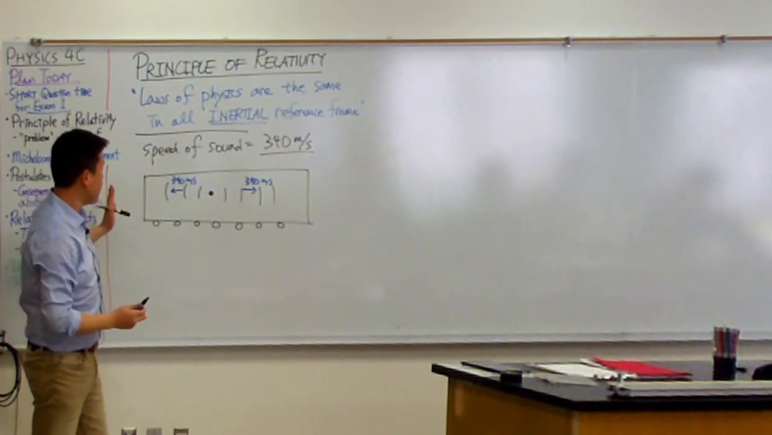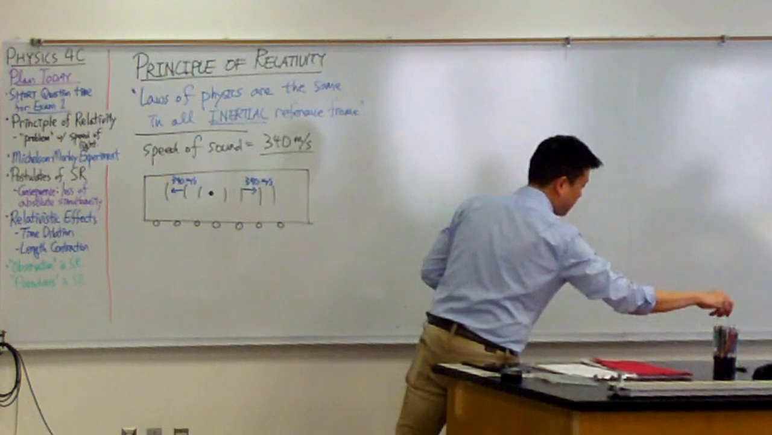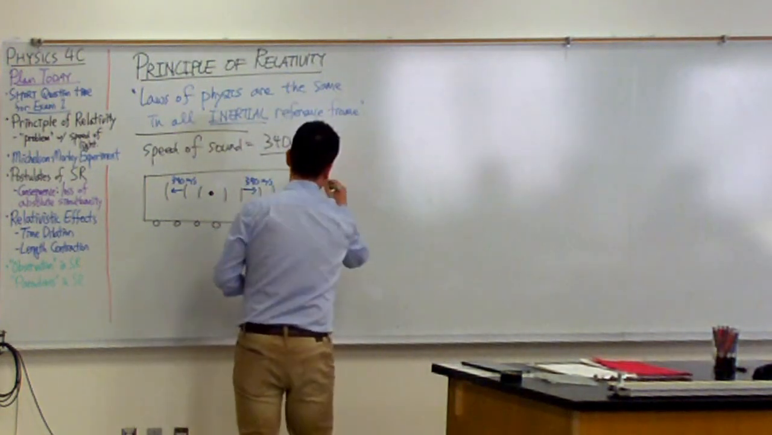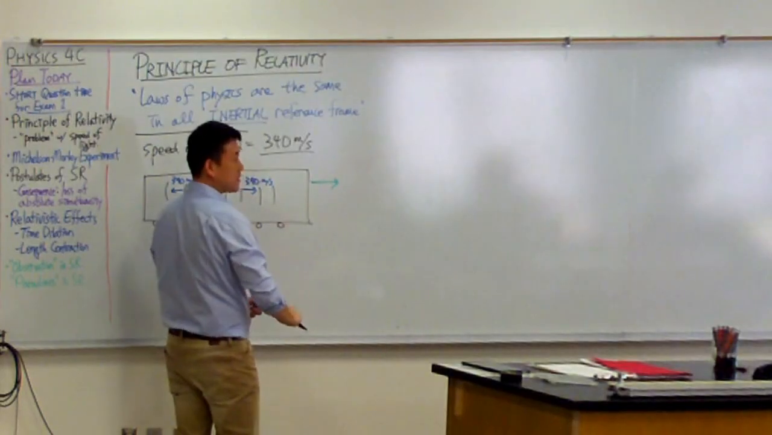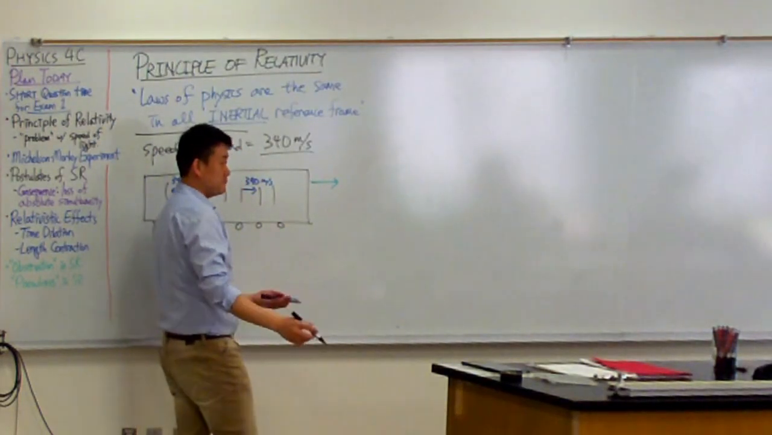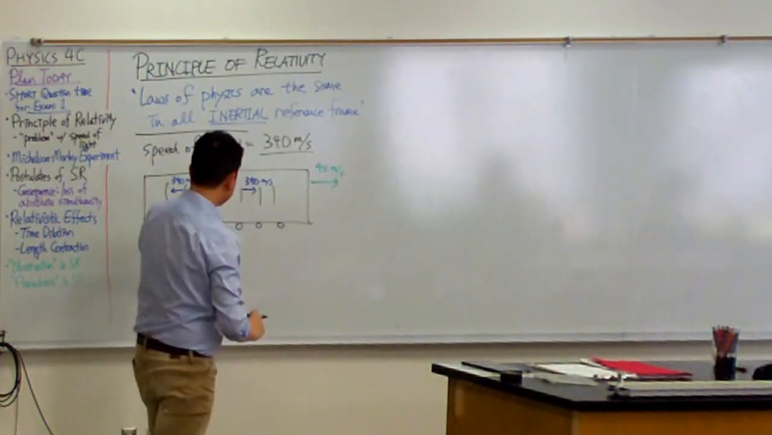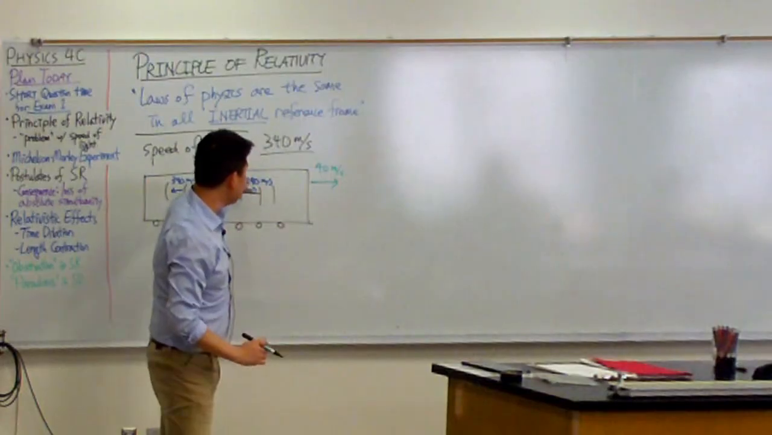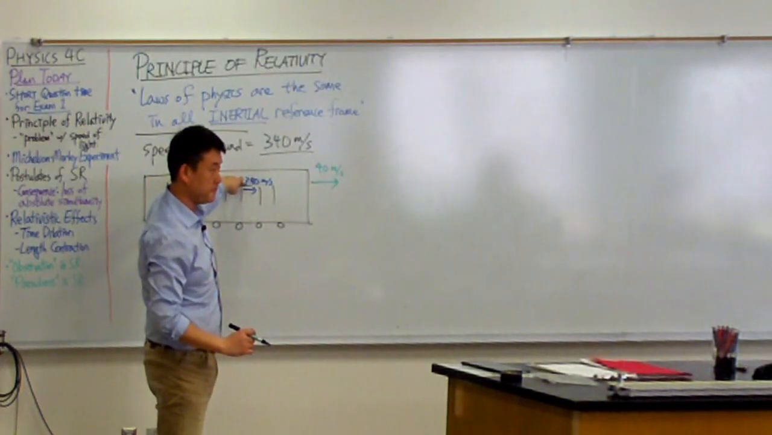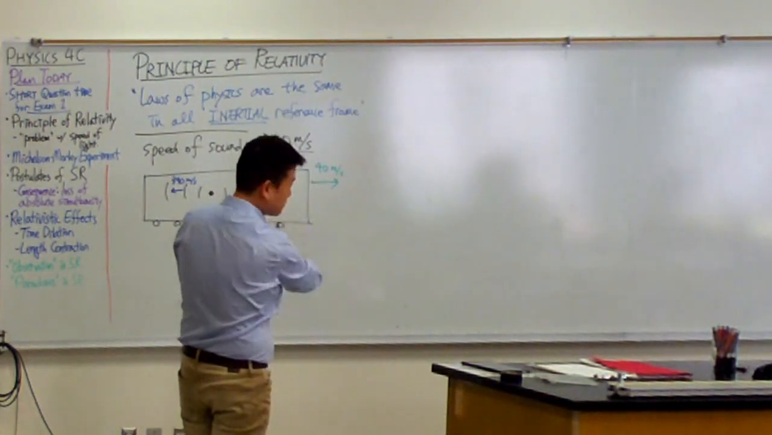Now imagine that the train is moving at some reasonable speed. Let's say the train is moving at, what's a reasonable speed? 40 meters per second, that's like 80 miles per hour. So the train is moving at 40 meters per second. If you're standing out here looking at those sound waves, would they still move at 340 meters per second? No, it'll change, right? What does your intuition tell you? As you're observing it out here, what is the speed of sound from out here?